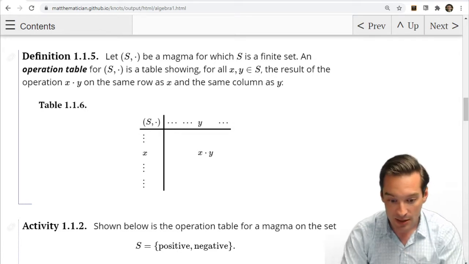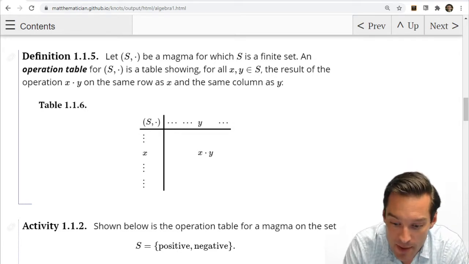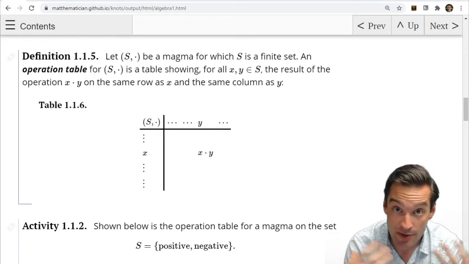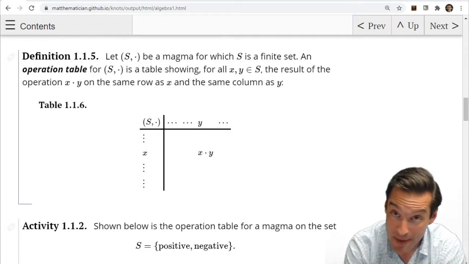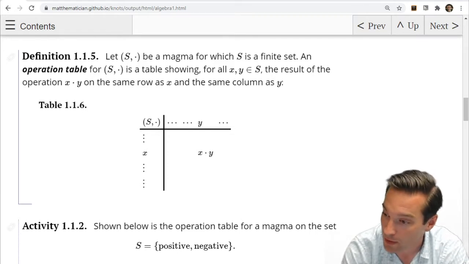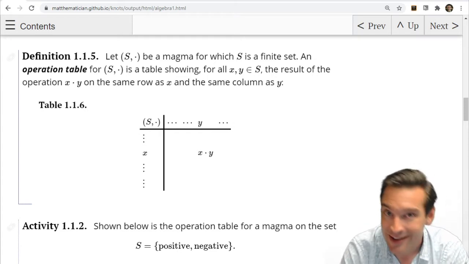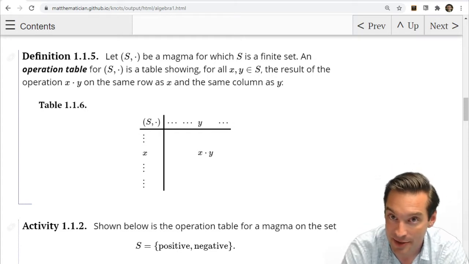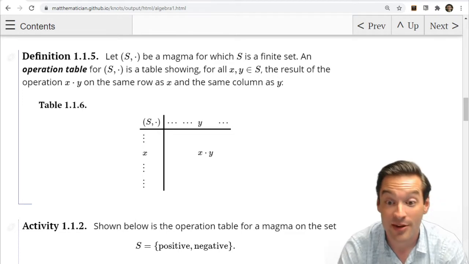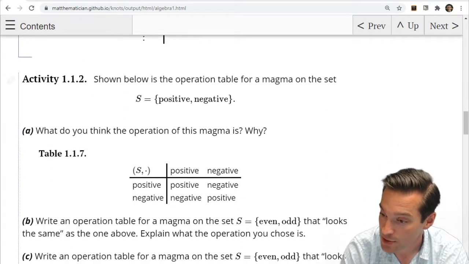So what I want us to get comfortable doing is thinking about how an operation table can tell us about the structure of a magma, right? How do we work our way around a sort of a times table in a situation where it's not necessarily numbers and it's not necessarily timesing, but it is telling us about the structure, the algebraic structure of a magma.